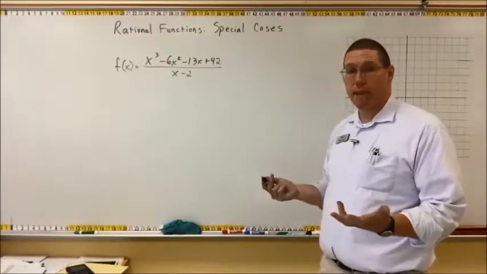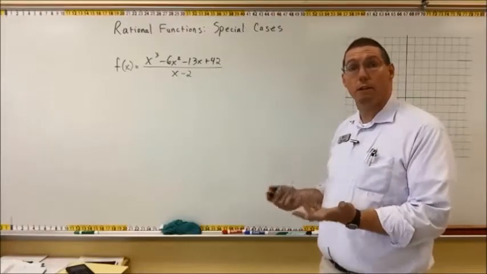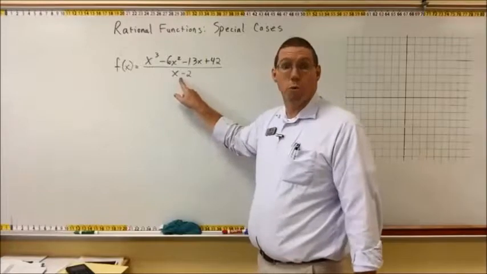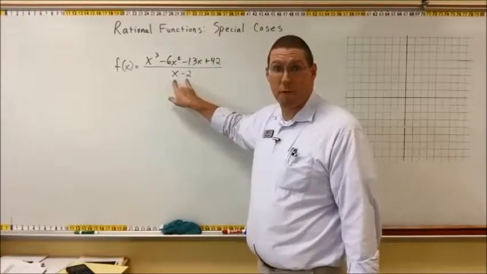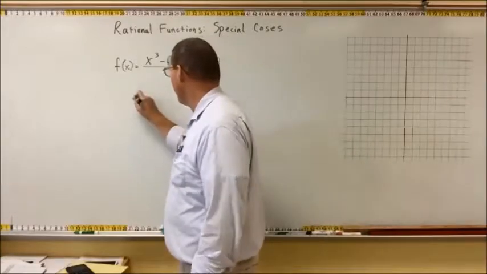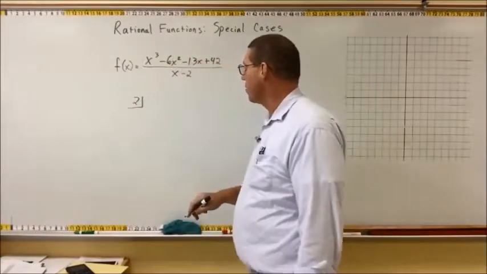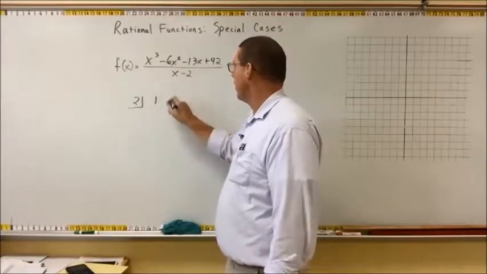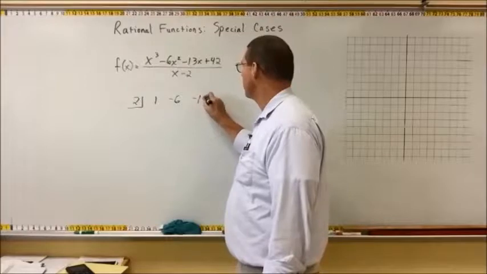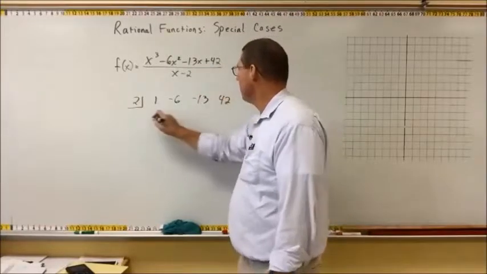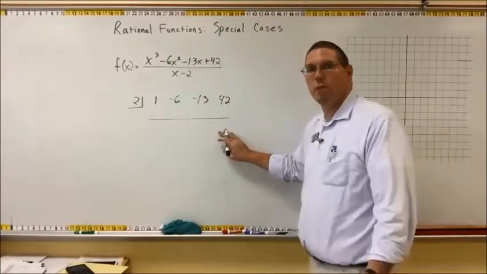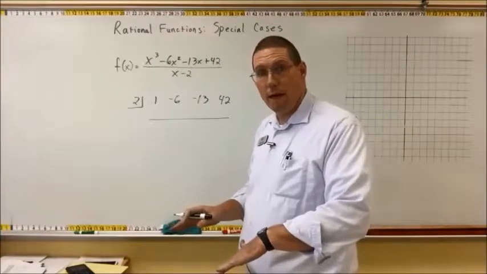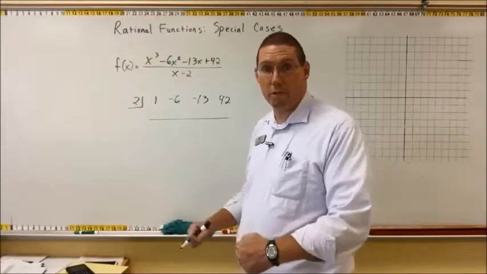So if you remember from the last video, the way we answer that question is by doing synthetic division. We take the root of the denominator, and the root of x minus 2 is positive 2. So we'll put that in the half box. Then we're going to do the synthetic division on the numerator. So we're going to put a 1, then a negative 6, then a negative 13, then a positive 42. And if we get a remainder of 0, we know that it is a hole. If it is a hole, we can then cancel x minus 2 and then graph whatever is left over.